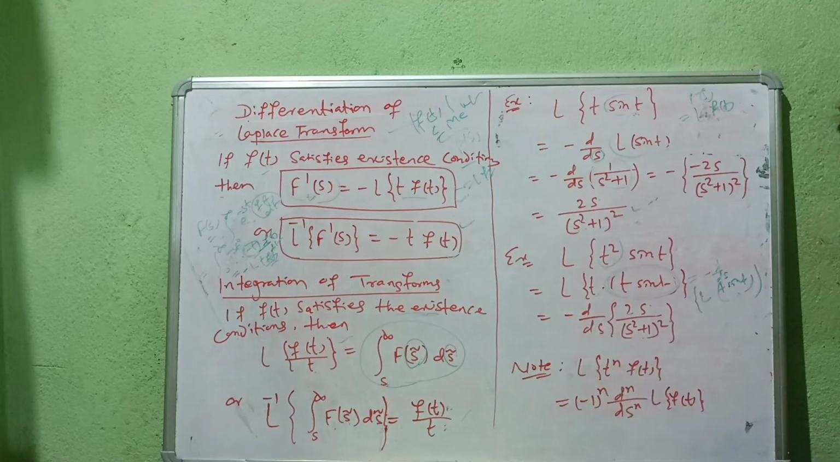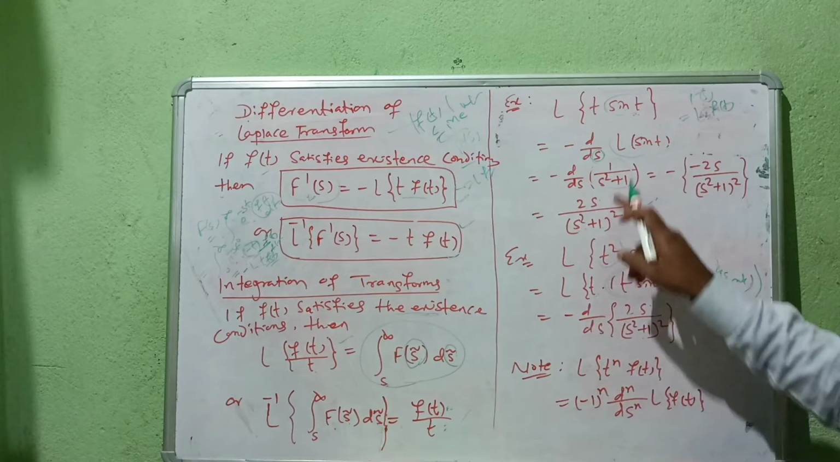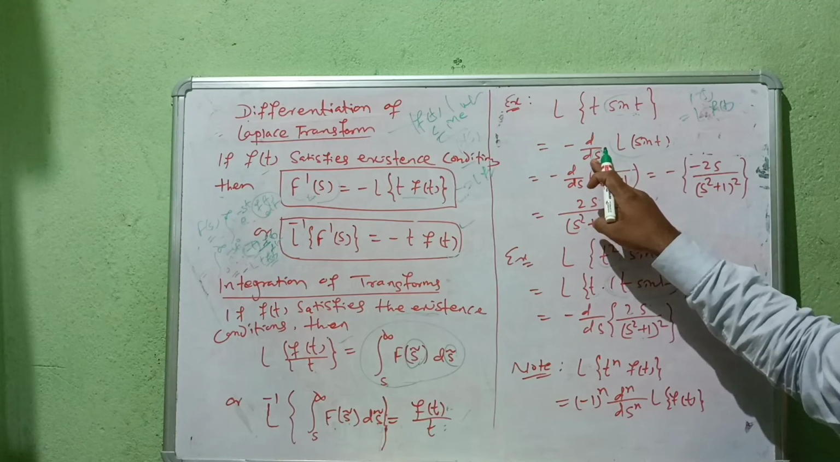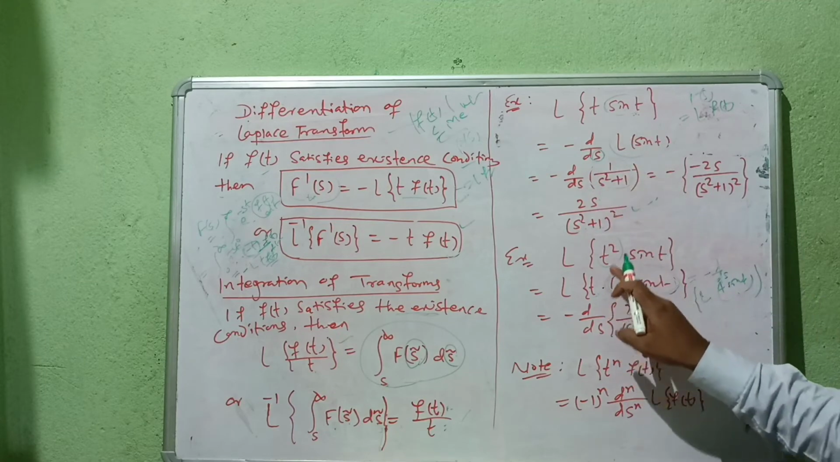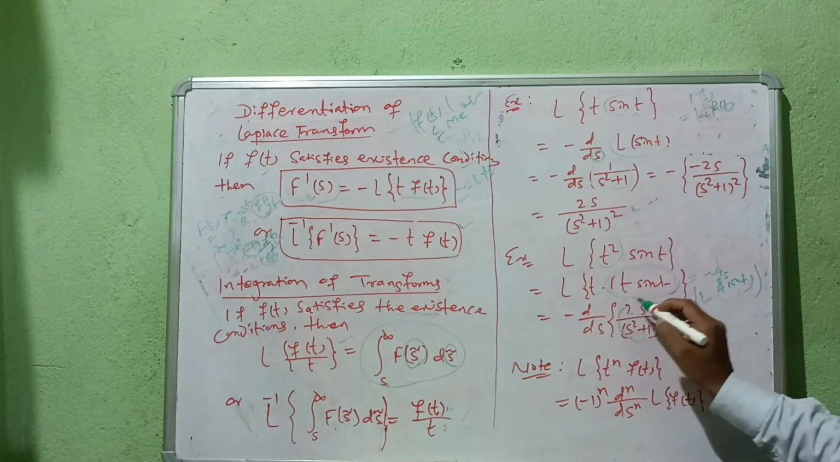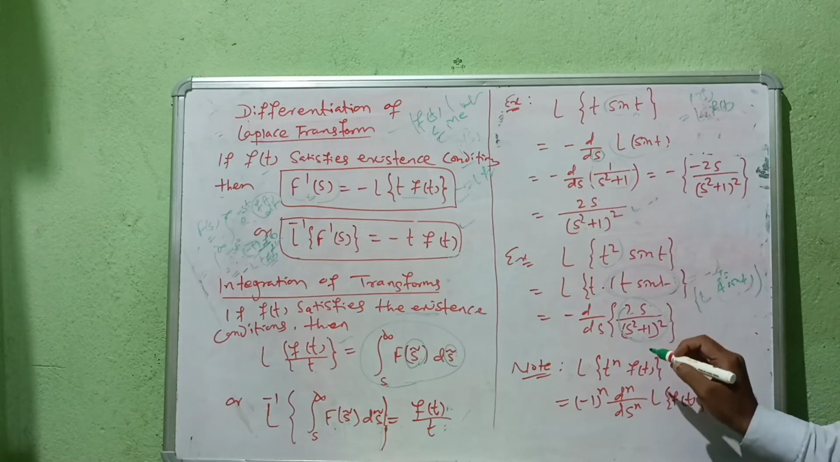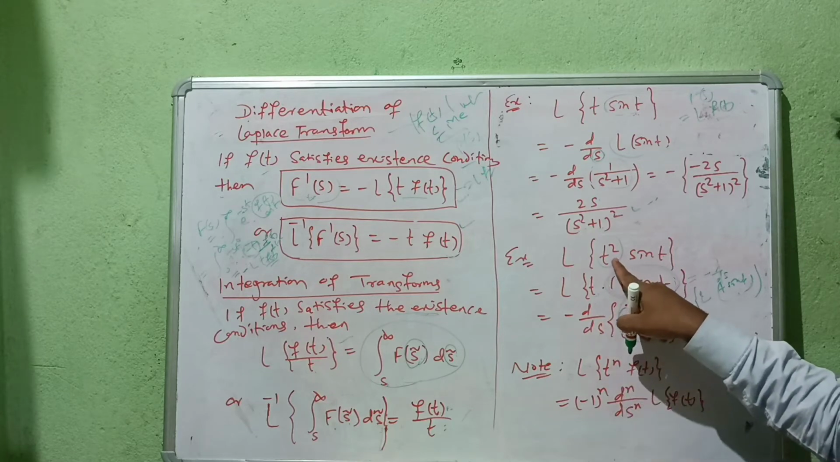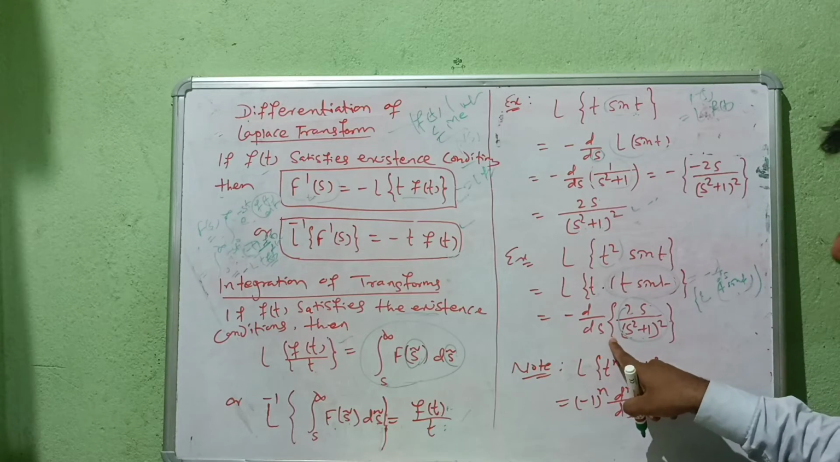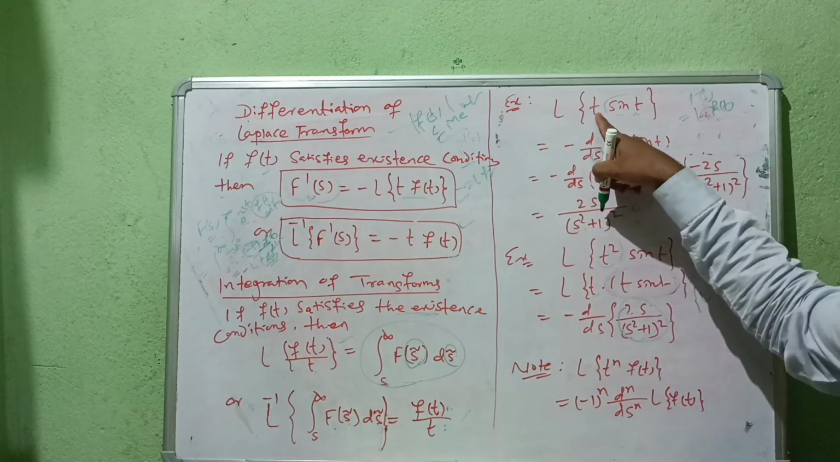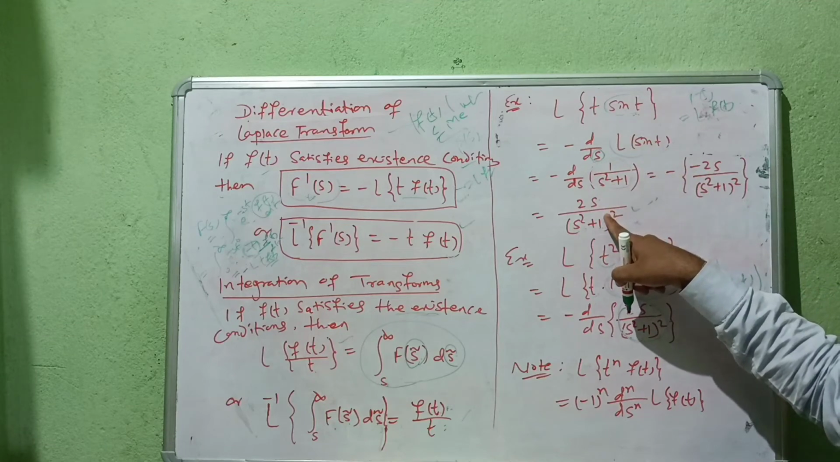Okay, so what is to be noted here? When it is t, we have to differentiate only one time, d by ds. When it is t square, we have to differentiate two times, because after one derivative of Laplace of sin t, again we have to differentiate with respect to s. So in place of t square, we differentiate two times. When it is t only, it is only one time.